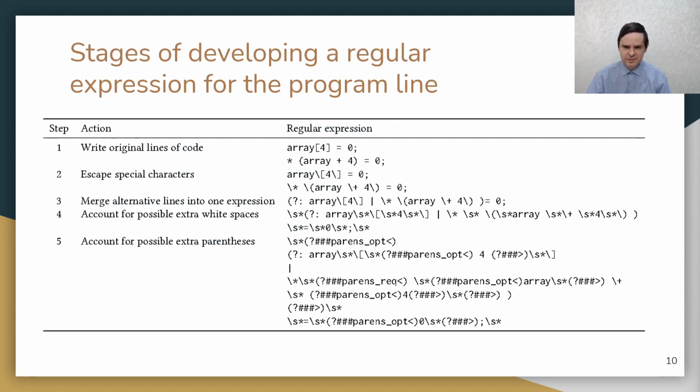Regular expressions for lines of code might look complex, but they are usually constructed in stages using simple algorithms, as you can see on this slide. First, the special characters in the original lines of code are escaped. Then those lines are merged into as few expressions as reasonable to use partial alternatives. Then sub-expressions for extra white space characters are added routinely. The final touch is accounting for extra parentheses.